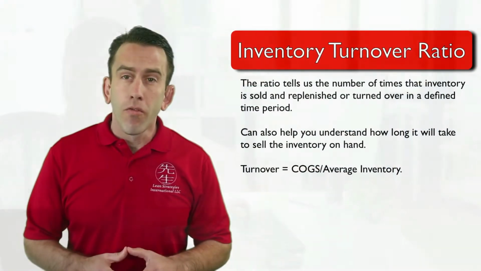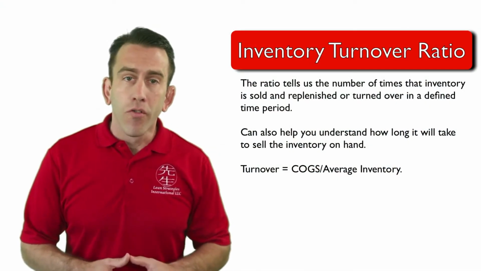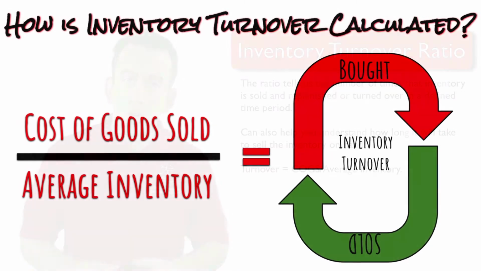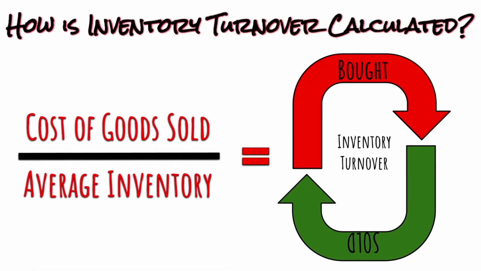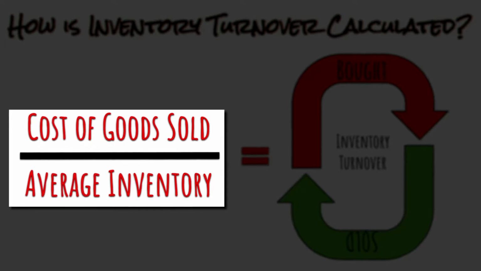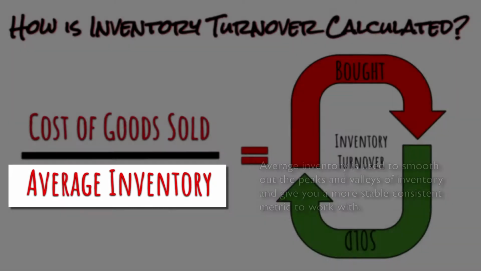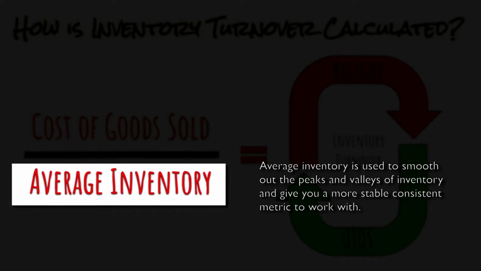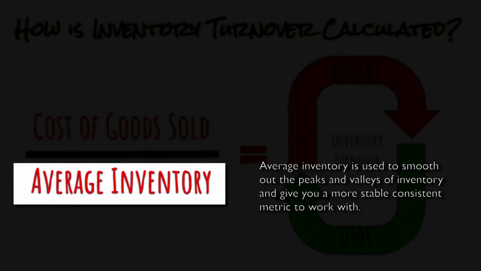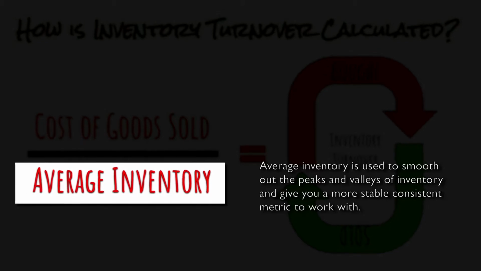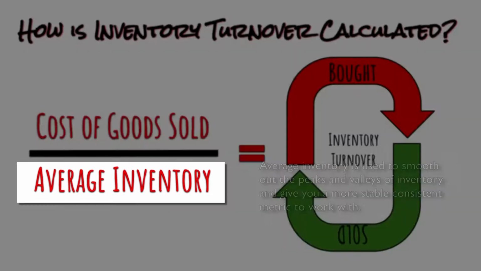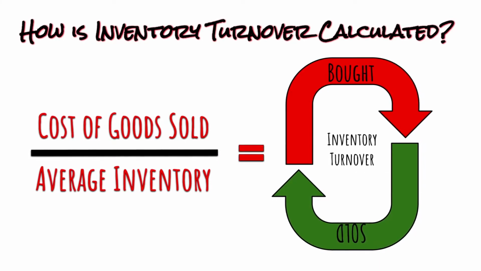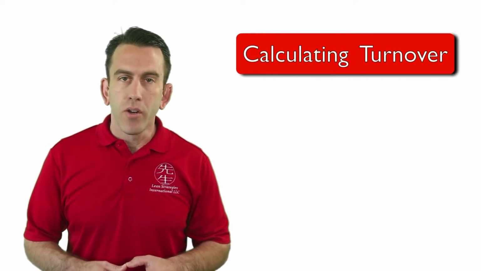Now, let's look over briefly at how the turnover ratio works. As mentioned earlier, turnover is calculated by dividing the cost of goods sold by the average inventory. Average inventory is used to smooth out the peaks and valleys of inventory and give you a more stable, consistent metric to work with. This also helps to smooth out seasonal fluctuations, such as holidays or even major events. With this new piece of knowledge, let's walk through the steps of calculating inventory turnover.